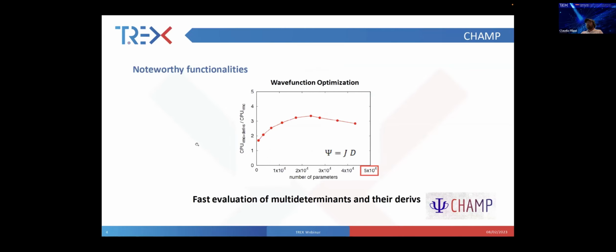Also, we can do a wave function optimization because of the fast evaluation of multi-determinants and their derivatives. So similarly here, we can calculate the energies as well as derivatives of wave functions for a large number of parameters in the wave function with just a cost of 3 times the VMC energy.